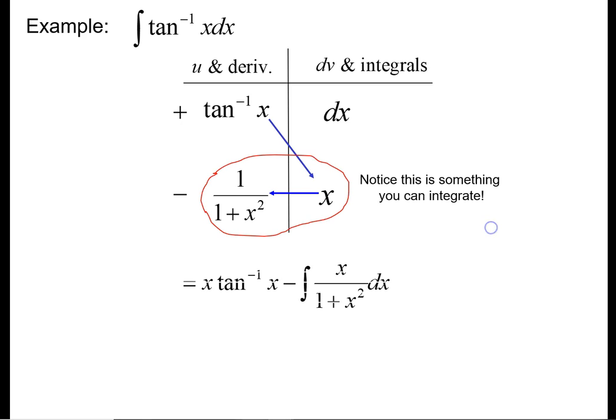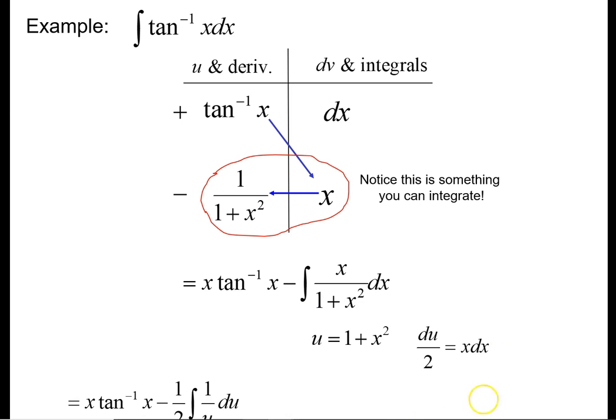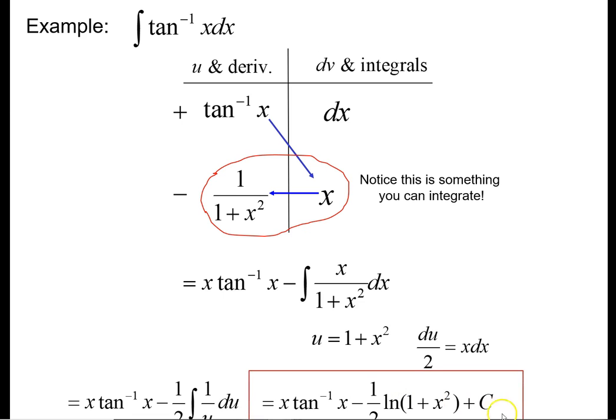So we're going to have x times arctangent of x minus the integral of x over 1 plus x squared. And if we do a u substitution on that, let u equal the denominator. That means we have a 1/2 in the front. And then we have 1 over u inside the integrand. And so that we can integrate using a natural log. So we have x times arctangent of x minus 1/2 times the natural log of 1 plus x squared.